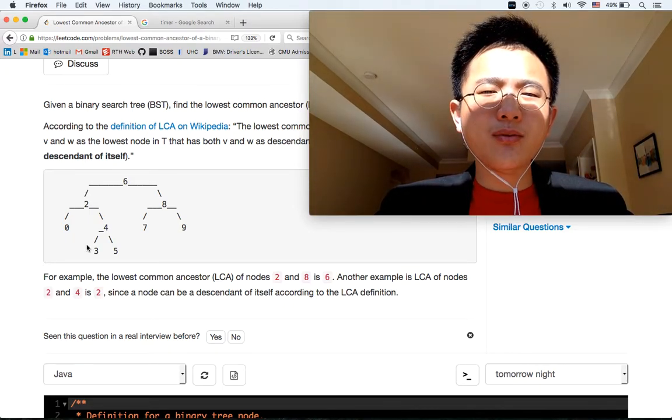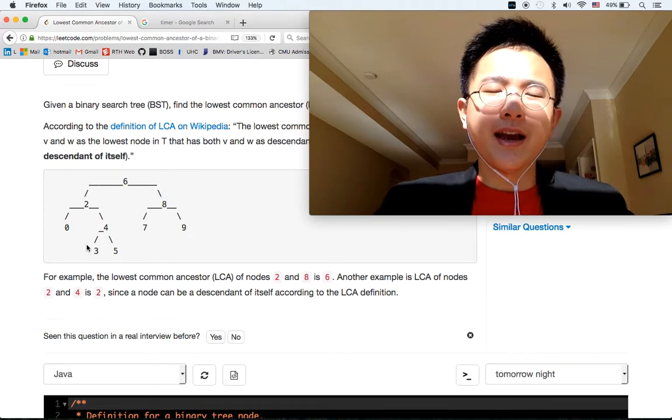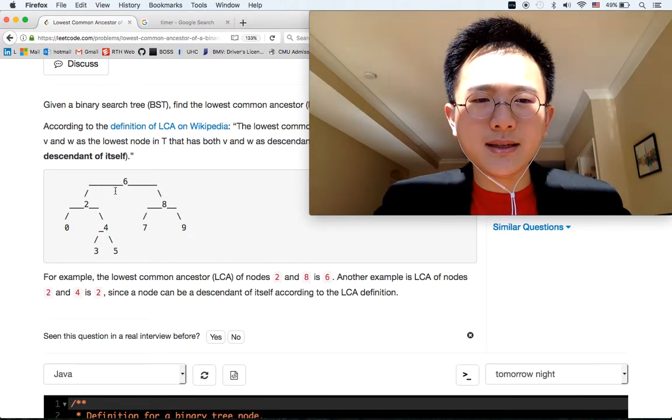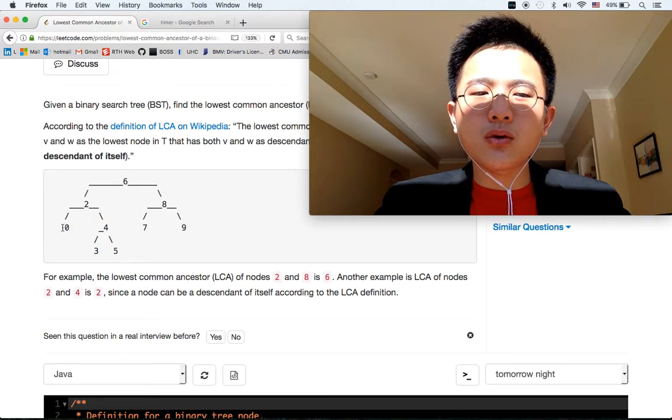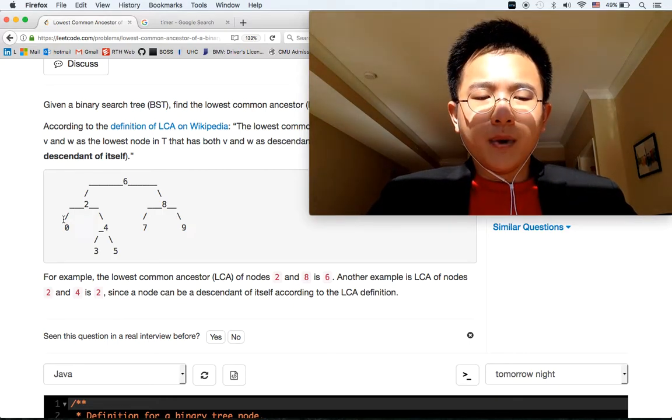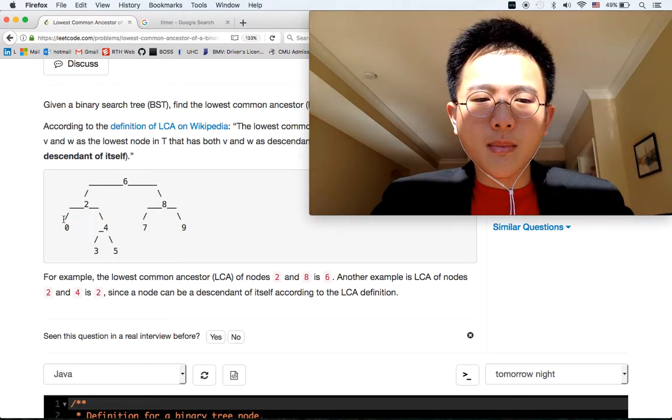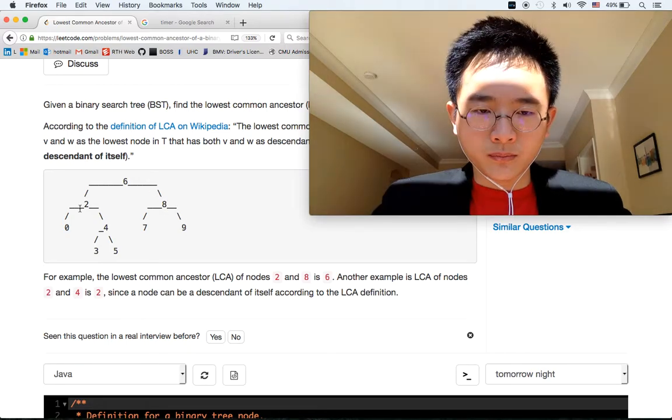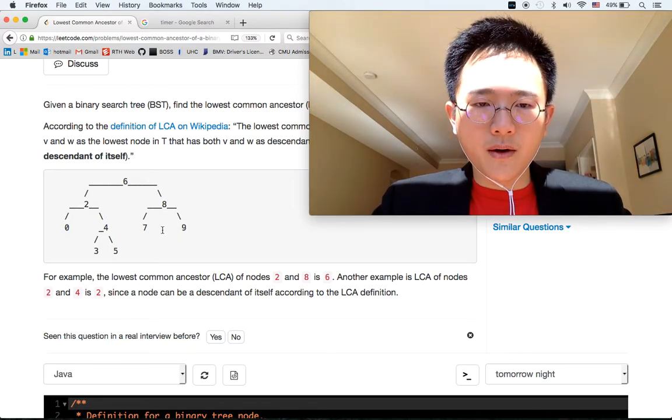Another attribute is that if these two nodes fall into the same side, say 6 is the root, then the answer is not this root. If they are on the same side of a root, the ancestor lies in that subtree.